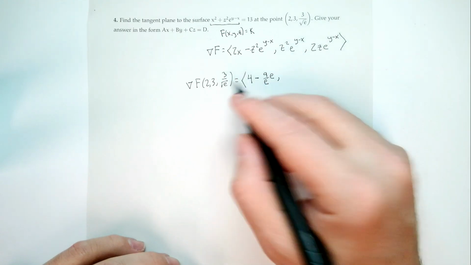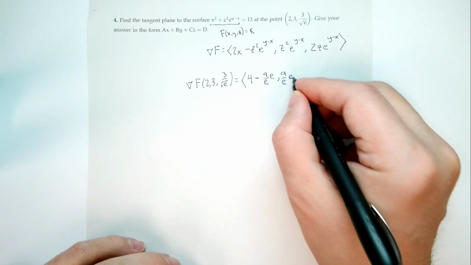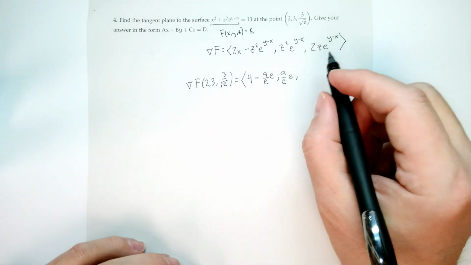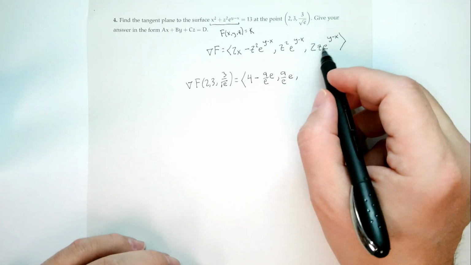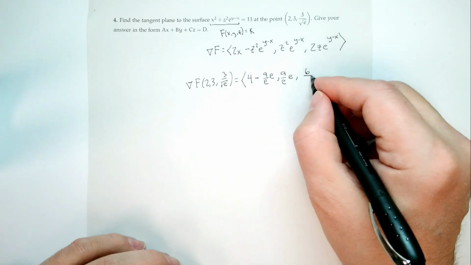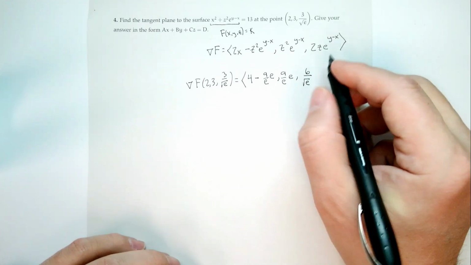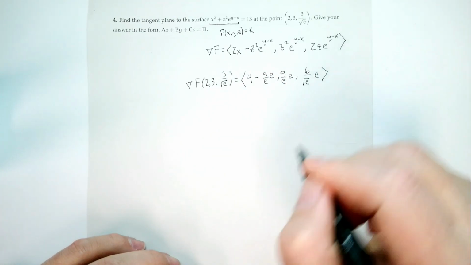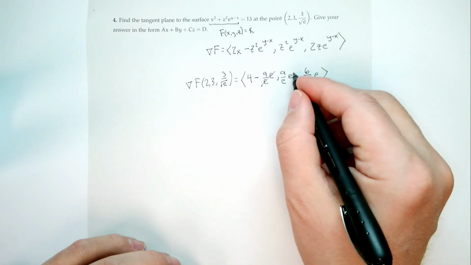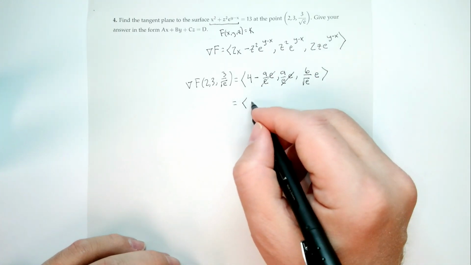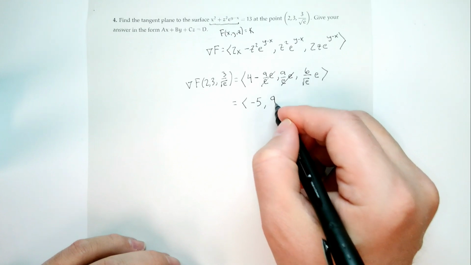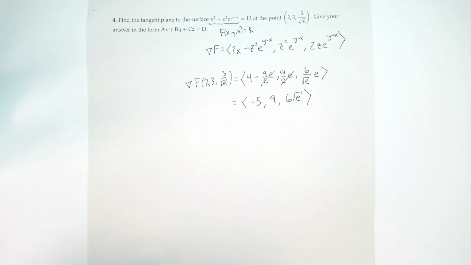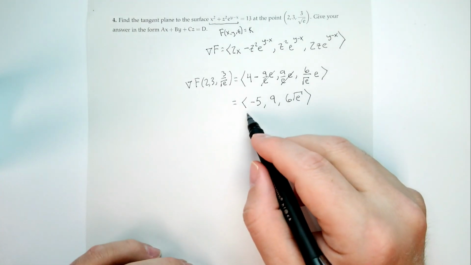Z squared, again, 9 over e, times e to the power y minus x, which is e to the 1, which is e, comma. Then we're going to have 2z, so that's 6 divided by root e times e to the power 3 minus 2, which is e. Now we get some cancellation there and there. So if we simplify, we get minus 5, comma, 9, comma, 6 root e. Okay, so what is this? This is our normal.